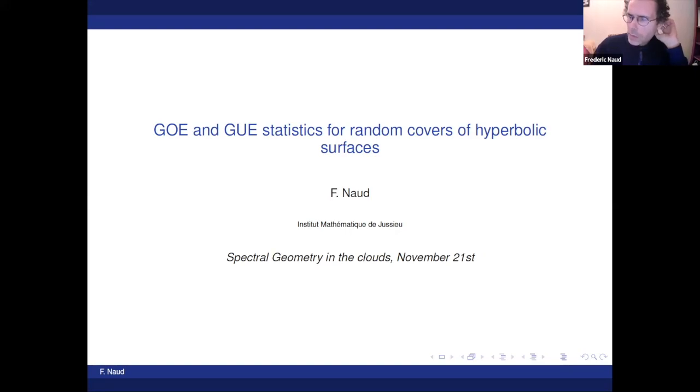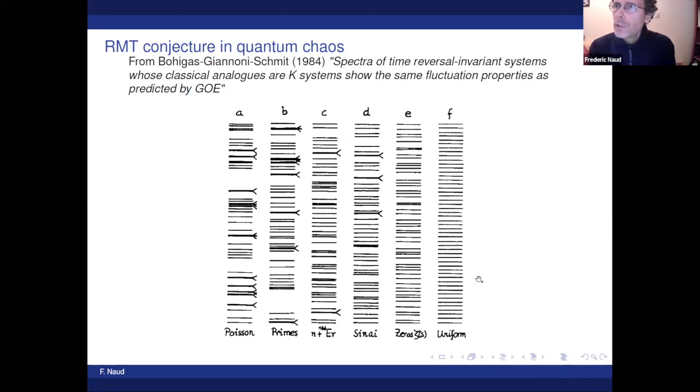So I'm going to start with some old stuff, which is related to the field of quantum chaos. And it all started in the 80s, basically. So there is an old conjecture by physicists which says that whenever you have a chaotic classical system, then the quantum counterpart, the spectrum, should behave. So it's a very loose statement, of course. But the spectrum should behave like the spectrum of random matrices of the classical ensembles of random matrices.